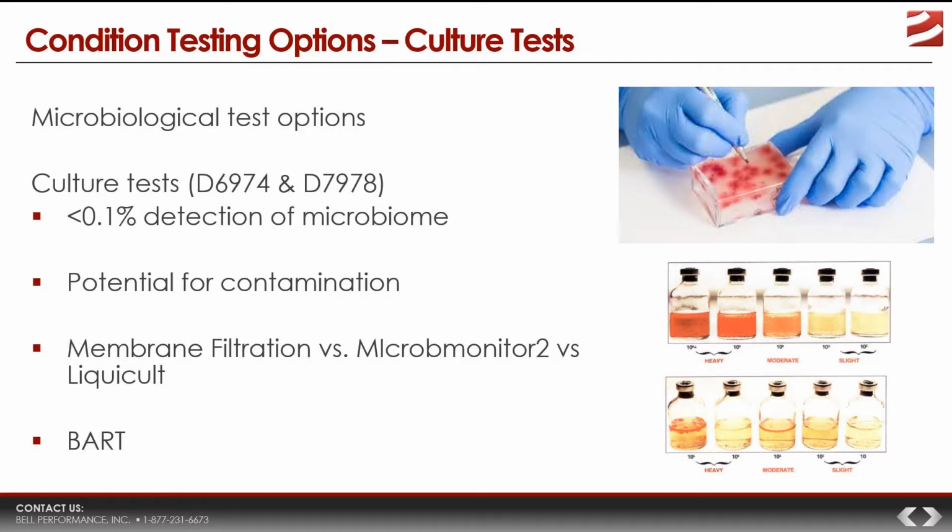So the first problem was you only get a really small percentage of the microbes that you're detecting. The second one, which is a huge issue for accuracy, is potential for contamination. Culture tests rely on us being able to grow a representative sample of the microbiome and to grow it in the specific culture medium. That's what it takes for it to be a viable test.